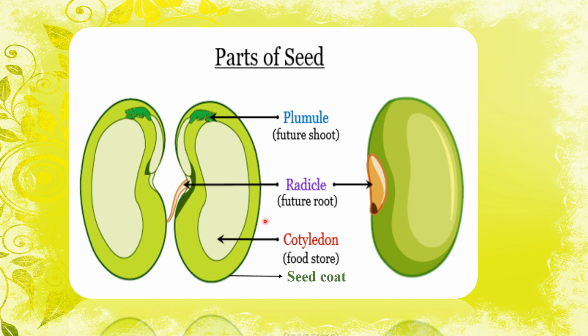The embryo has two parts, radicle and plumule. Radicle gives the root system and plumule gives rise to the shoot system of a plant. There is an outer layer, that is the covering around the cotyledon, which protects the embryo, and that is the seed coat. So today we have learned all about the different parts of the plant, their structures and their functions.